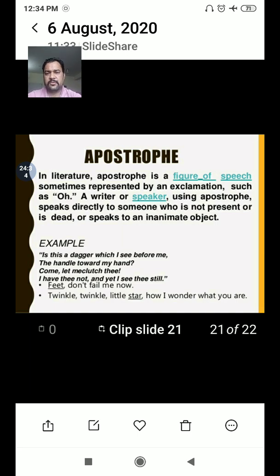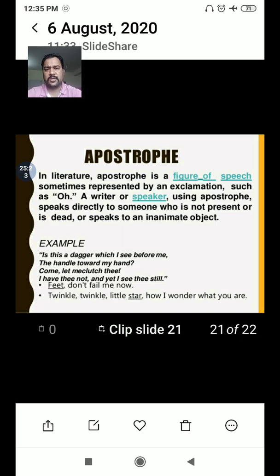This example is also taken from Julius Caesar. When Julius Caesar died, at that time Mark Antony was saying this: "Is this a dagger which I see before me? The handle toward my hand. Come, let me clutch thee. I have thee not, and yet I see thee still." So you can see the exclamation mark is put there. Another example: "Feet, don't fail me now." "Twinkle, twinkle, little star, how I wonder what you are." So all these are the examples of apostrophe.